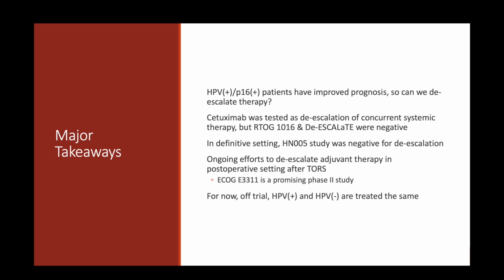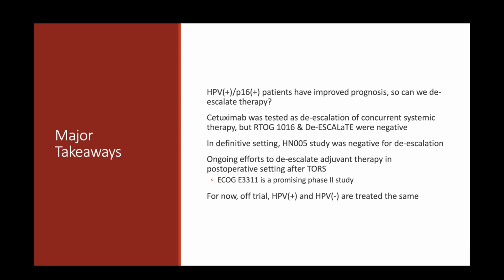And then HN002 seemed promising because their progression-free survival was better than the historical control when they looked at the 60 gray plus cisplatin arm. But then HN005 was a phase 2 to 3 trial, and when 60 gray with concurrent cisplatin was compared with 70 gray with concurrent cisplatin, it was significantly worse.